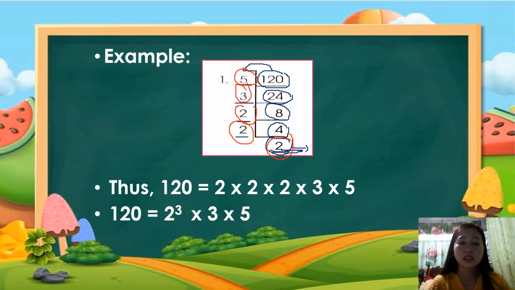Or you can also write it this way: 120 is equal to 2 to the third power. How do we get this? You only count the 2s: 1, 2, 3. We have three 2s. So we write it this way: 2 to the third power times 3 times 5. Do you understand, class? Very good.